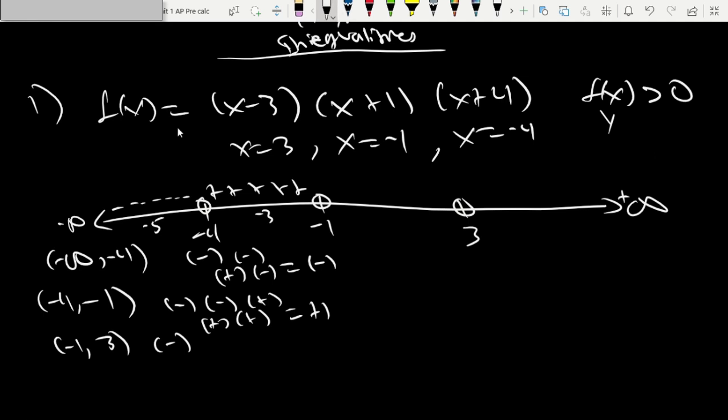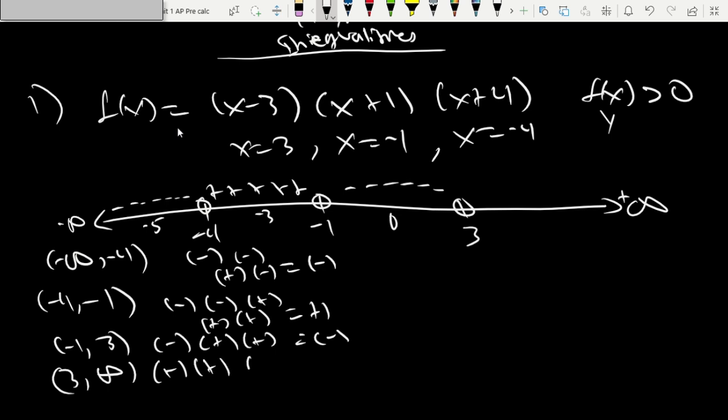So from -1 to 3, we're going to use 0. 0 minus 3 is negative, 0 plus 1 is positive, 0 plus 4 is positive. That's going to be negative. So this is a negative interval, meaning the y values are negative during that interval. Then from 3 to infinity, we're going to choose the number 4. That's positive, positive, and positive. So this is positive.